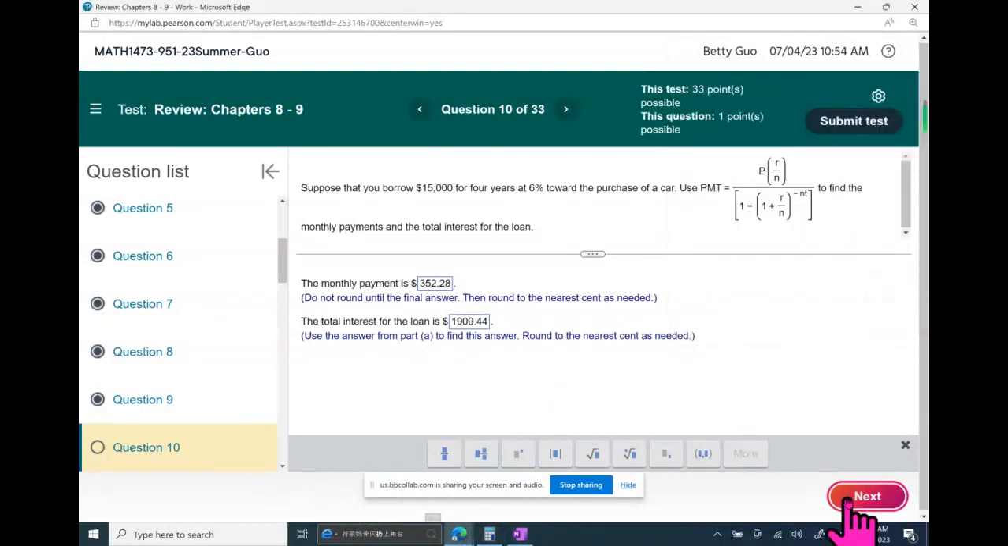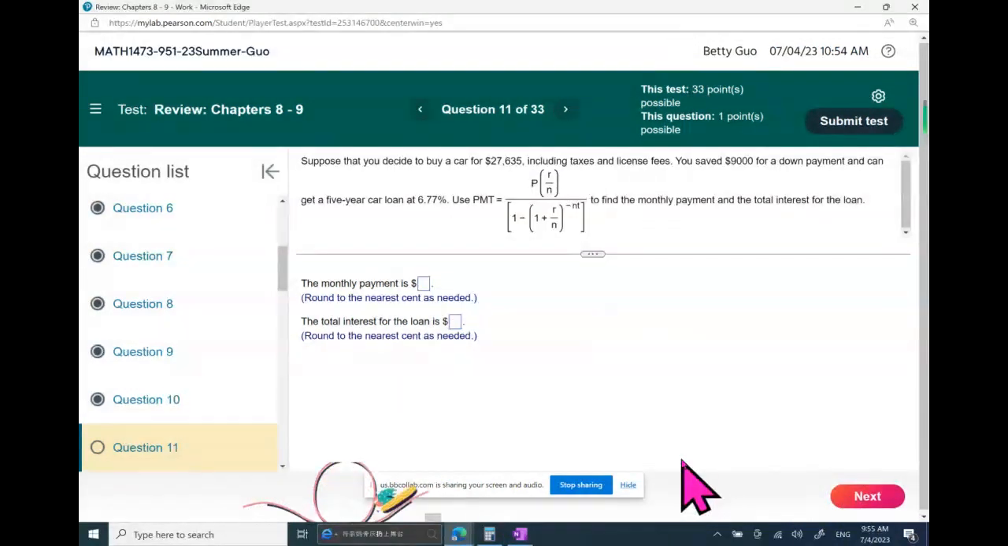1909.44. That's correct. Next. Suppose you decide to buy a car, including taxes and license fees. You saved $9,000 for a down payment and can get a 5-year car loan at 6.77%. Find the monthly payment and the total interest for the loan. And what's the difference in this question? You need to be careful when you're finding the loan amount. Okay, the price of the car is $27,635, but you are not going to borrow that amount of money because you have some savings, right? Your loan amount should be the price of the car minus 9,000 because you have a down payment.